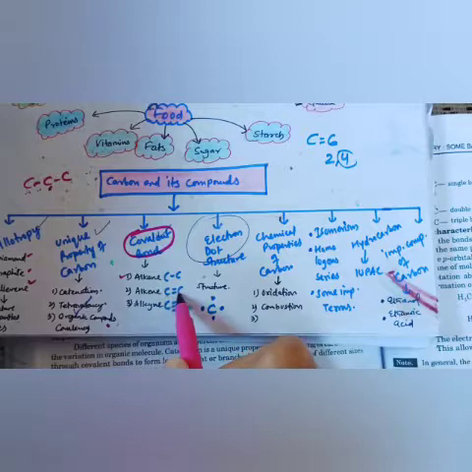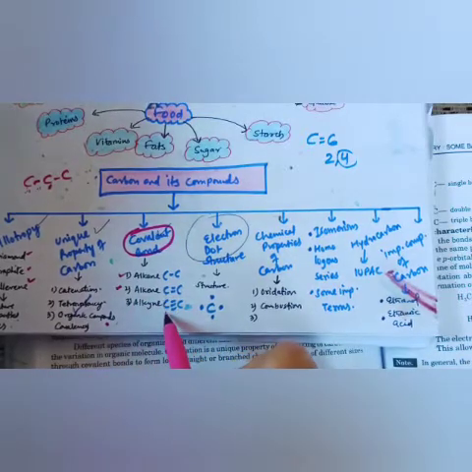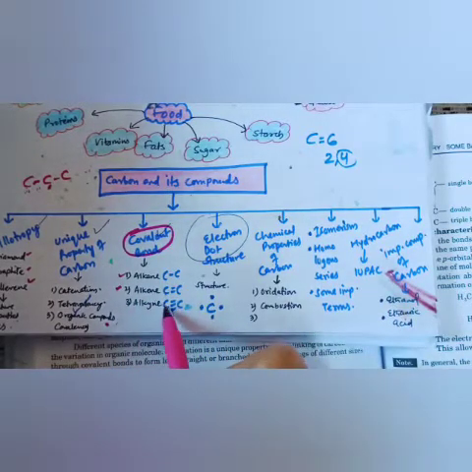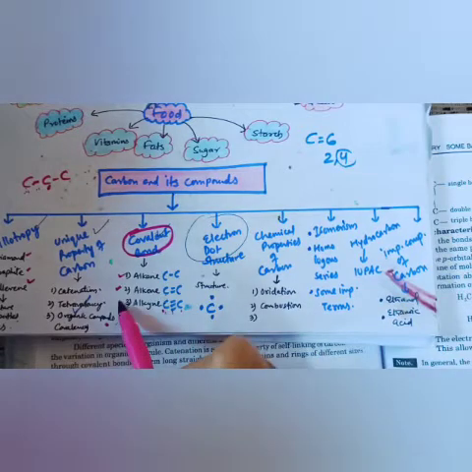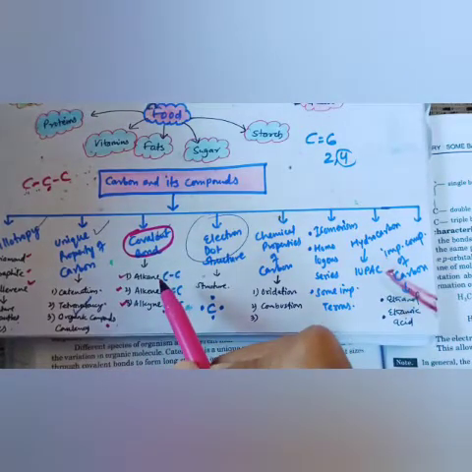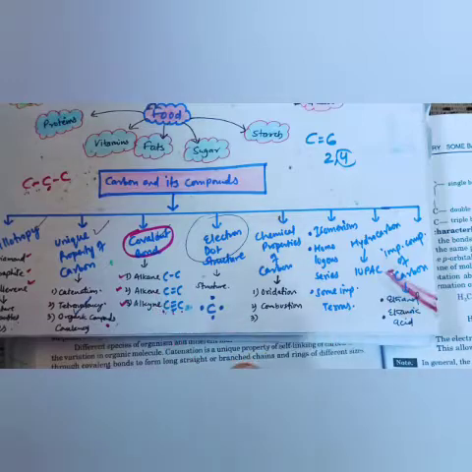Sometimes it is sharing two electrons, then it is an alkene, a double bond. Sometimes it is sharing three electrons by this carbon, three electrons by this carbon, then it is an alkyne. So it means that we have three types of bond: alkane, alkene and alkyne.